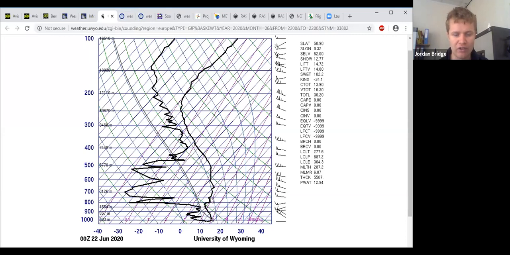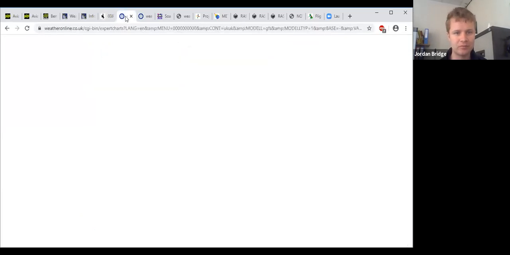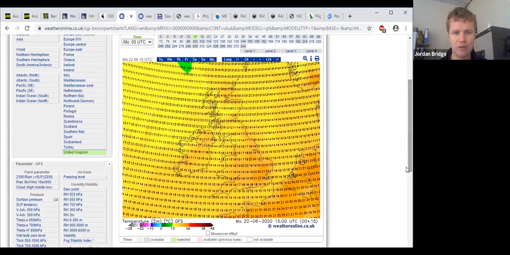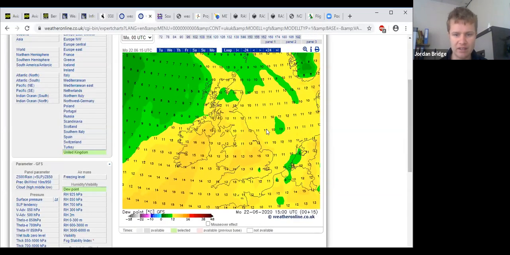Fairly strong inversion, and that features on all of the predicted soundings as well, so that keeps a lid on things compared to last week where we saw some fairly hefty showers. Temperature for today, probably in the region of about 20 degrees in our area. And dew points getting close to single figures as they can.